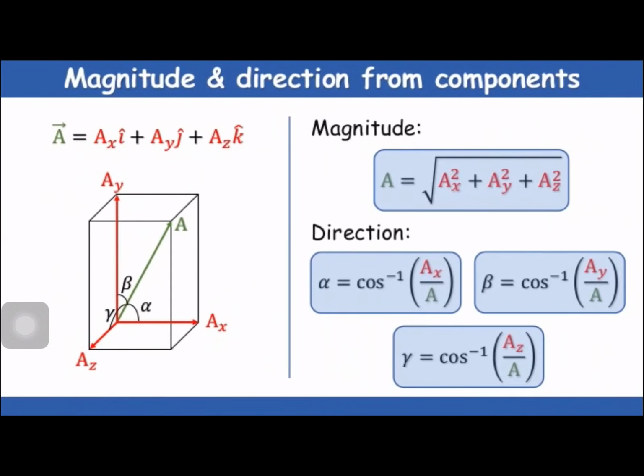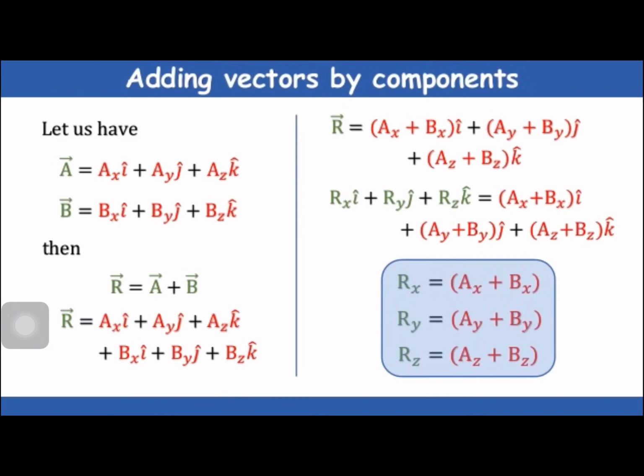What about the magnitude and direction of the 3D vector? For the magnitude, I told you, square root of AX square plus AY square plus AZ square. Direction: alpha equals cos inverse of AX by A, beta equals cos inverse of AY by A, gamma equals cos inverse of AZ by A. In the same way, you can add two vectors, A vector plus B vector. Finally, you get R vector equal to (AX plus BX) i, (AY plus BY) j, plus (AZ plus BZ) k.